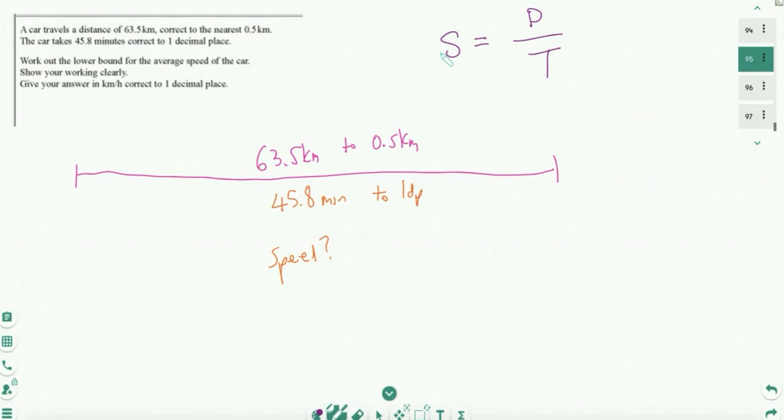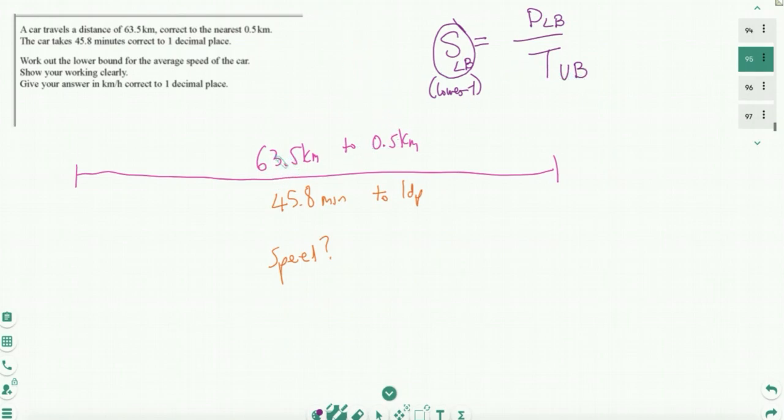Okay? Now, we're trying to find the lower bound for the speed. So that's the lowest possible value. Lower bound means lowest value. So over here, if we're trying to find the speed, we have to do distance divided by time. If we go back earlier to thinking about our bounds, if we're trying to find the lowest possible answer in a division problem, what do we need? Well, you can go back to that cheat sheet. If we're trying to find the lowest possible answer for a division problem, we need a lower bound for the numerator, or the top number, and the upper bound for the denominator, okay?